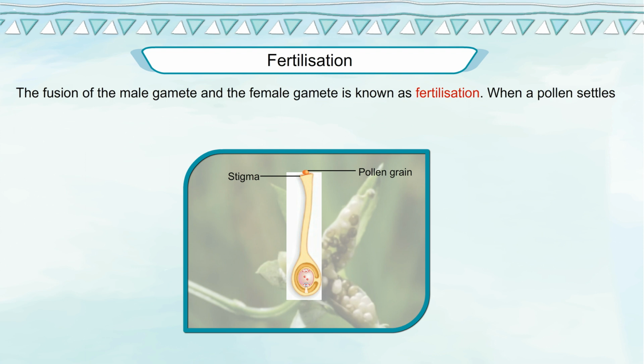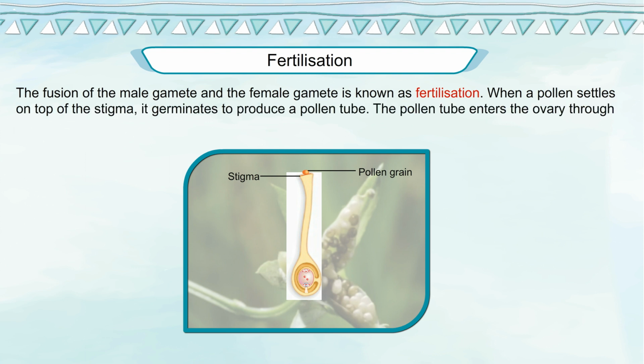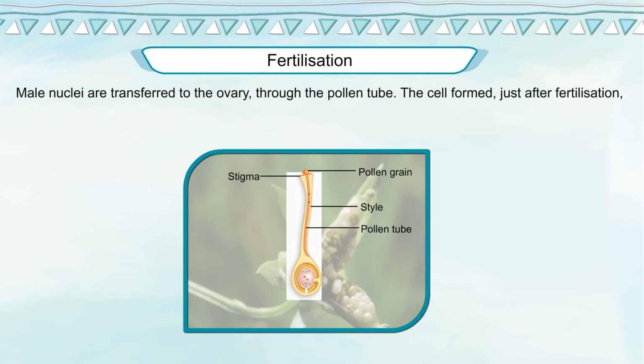The fusion of the male gamete and the female gamete is known as fertilization. When the pollen settles on top of the stigma, it germinates to produce a pollen tube. The pollen tube enters the ovary through the style. Male nuclei are transferred to the ovary through the pollen tube.